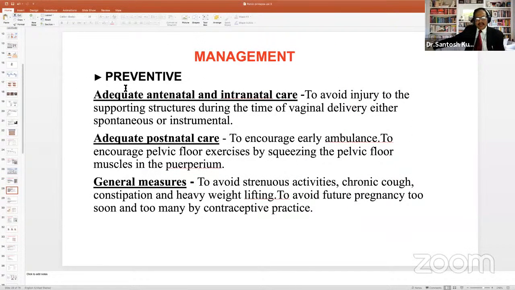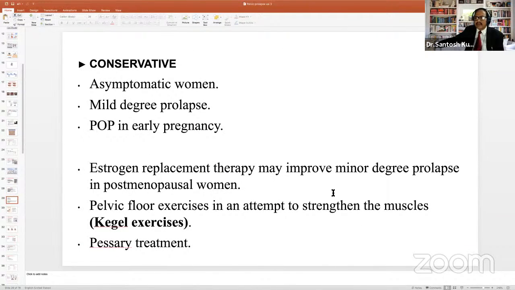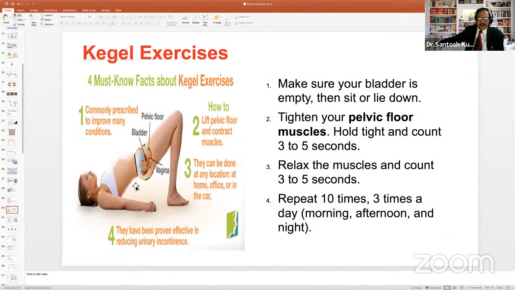Management of these prolapses should be started before the prolapse happens. Antenatal, intranatal, and postnatal care to gain strength of all the pelvic muscles, and any precipitating factor needs to be treated. This is the Kegel exercise. One should do regular Kegel exercise.